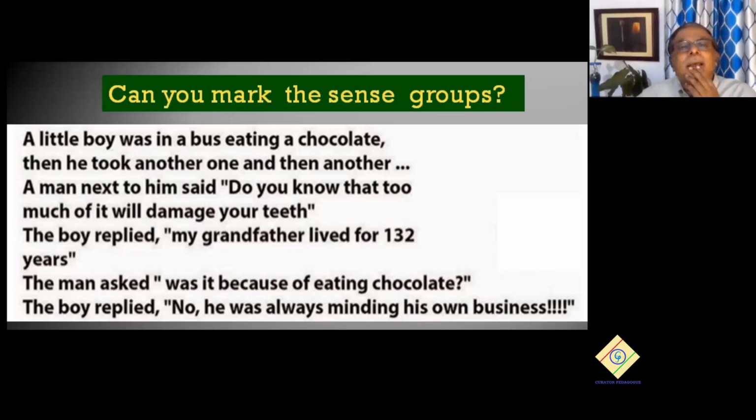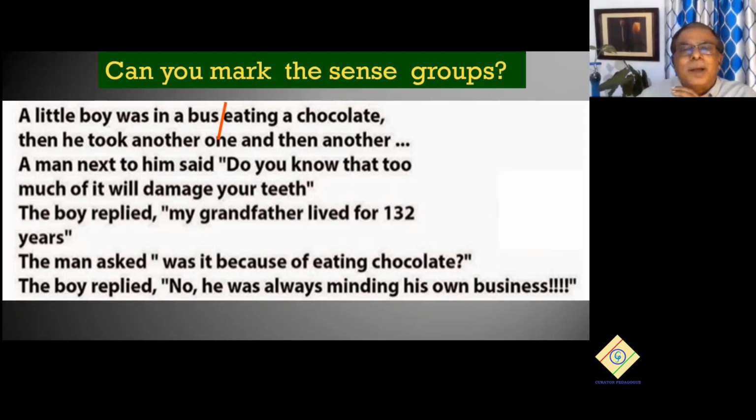Let us move on. Now you see, I want you to read in sense groups. Sense groups means as the learner listens, a chunk of meaning should come together. So see, I have marked the first one for you. Would you all try to mark the sense groups for this small passage?